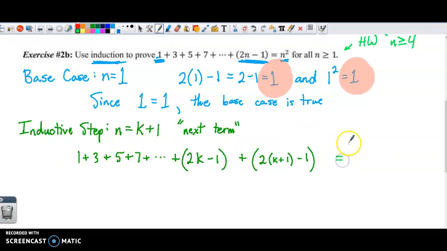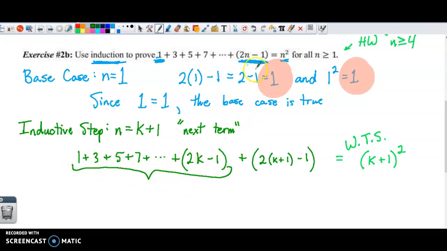And what we want to show is that this equation works for the next term. Now remember, it's no longer n that's squared. The next term is k plus 1 squared. So by setting up the dominoes this way, we already proved by the base case that this equation works for n equals 1, that's the base case. And because I wrote it in terms of k, it equals k squared, not n squared. So this is equal to k squared.